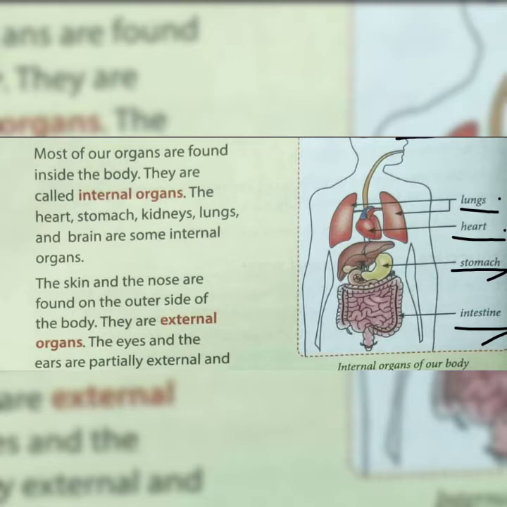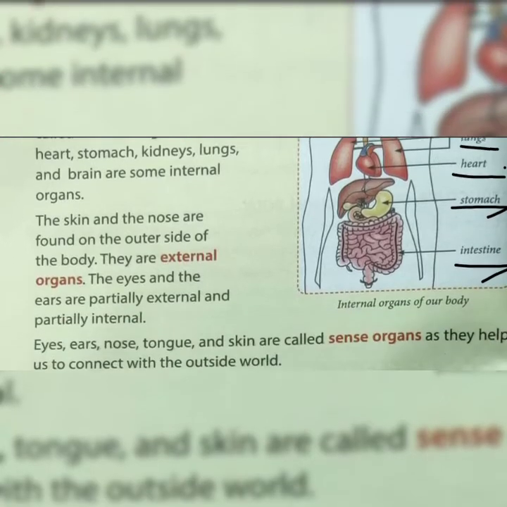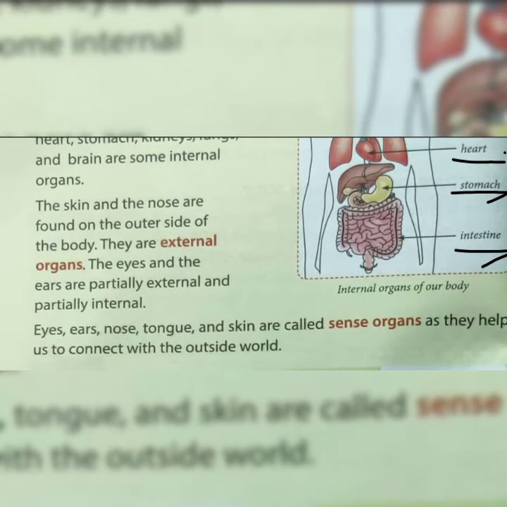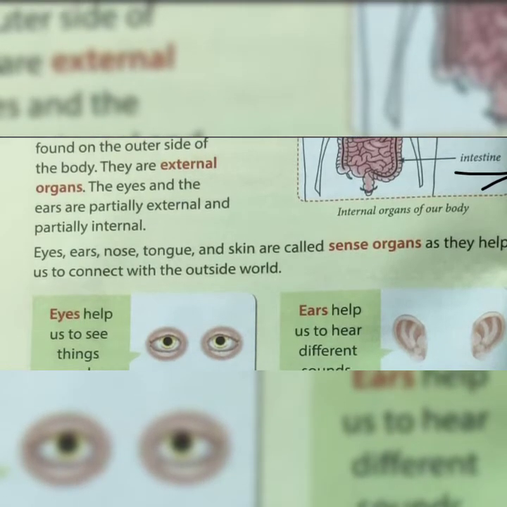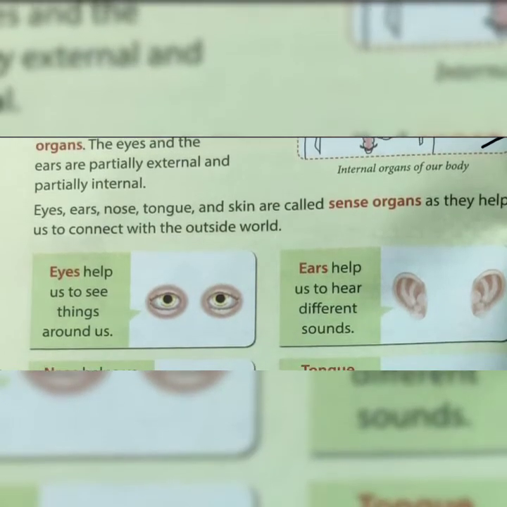The skin and the nose are found on the outer side of the body. They are external organs. The eyes and the ears are partially external and partially internal. Eyes, ears, nose, tongue and skin are called sense organs. So what are the sense organs? Eyes, ears, nose, tongue and skin are called sense organs, as they help us to connect with the outside world.